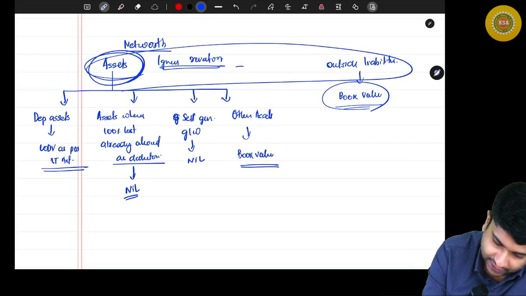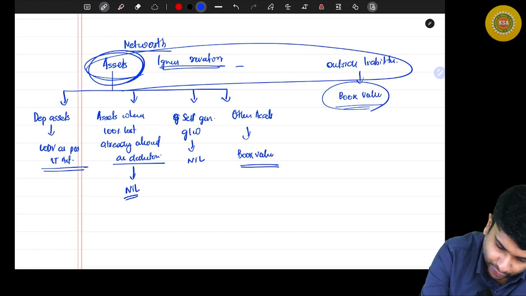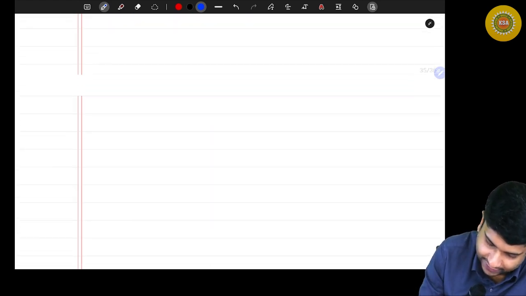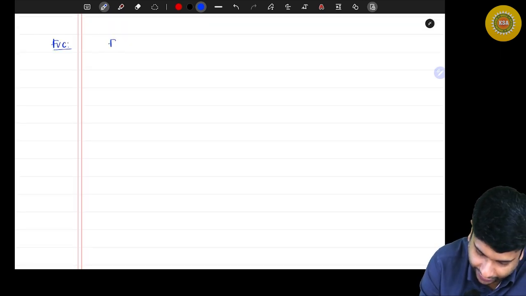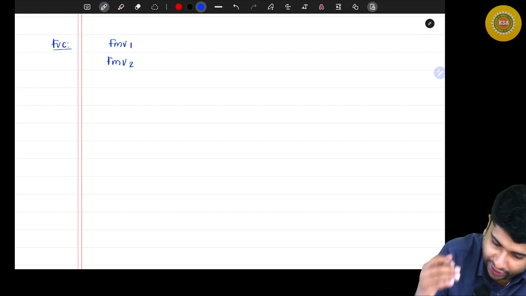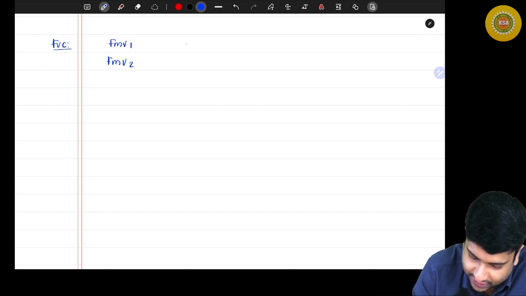What is the first thing that you require? You tell me. You require full value consideration first. What is full value consideration? Full value consideration is either FMV1 or FMV2, whichever is higher. What is FMV1? Fair market value of net assets transferred. That is given in the question. How much is FMV1? 30 lakhs.